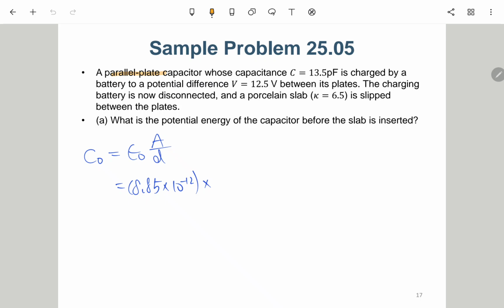Oh, sorry. This is not this question. Okay, so let me see. This is another one. Okay, so it asks you about the potential energy.